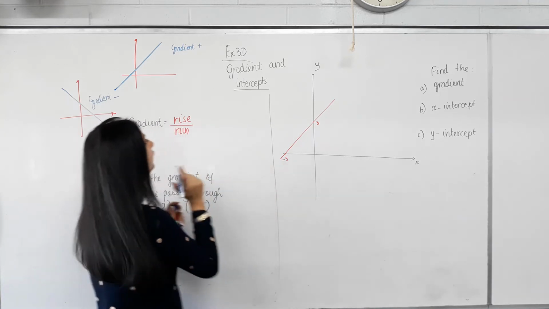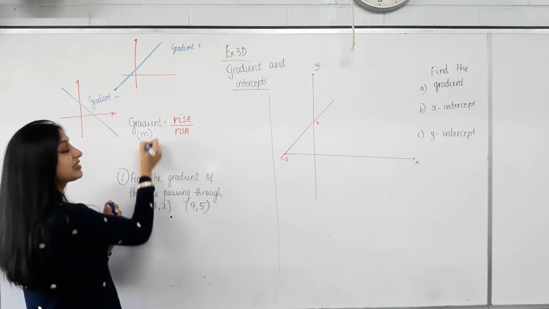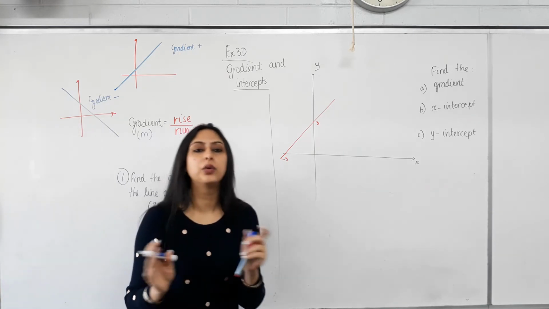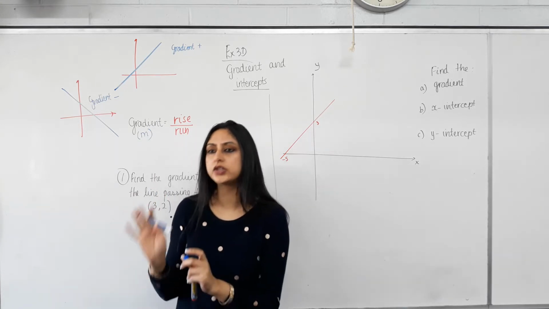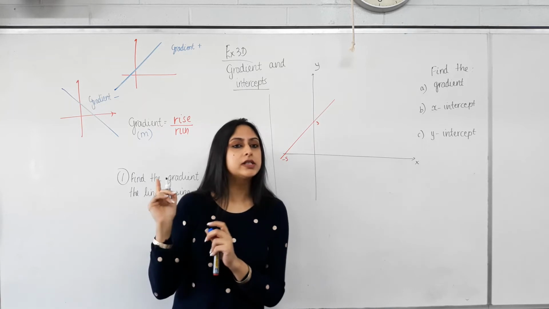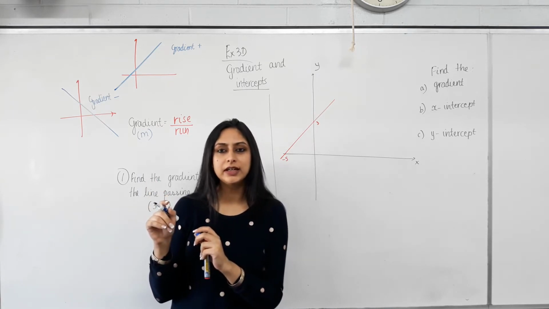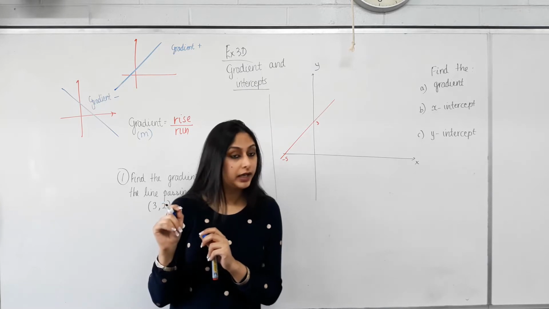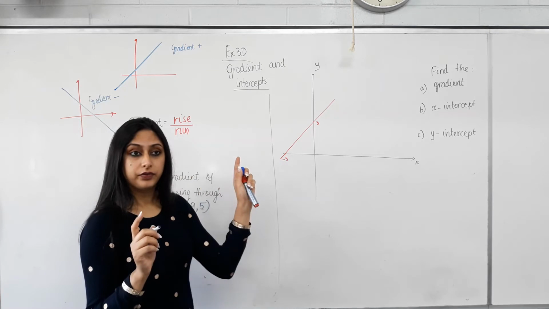So for the graph, first of all, the weirdest thing that you'll hear today is the symbol for gradient is M. I don't know why. You can research it. My job is to tell you. So for now, let's just remember it's M. What's the symbol for gradient? M. Okay, a lowercase m.